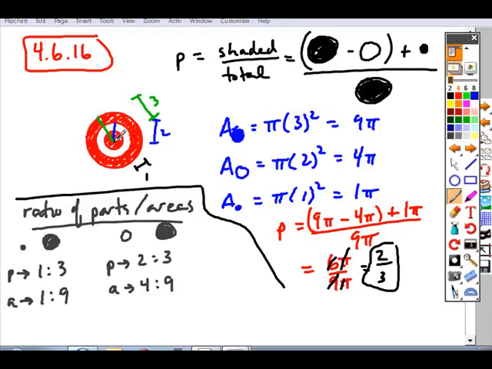Well, then we have to add this small part back in. The small part represented how many ninths? 1. So if we take 5/9, the ring, and we add 1/9 to that, we get a total of 6/9, which reduces to our 2/3. So you can still solve this by using ratio of parts and areas, and that doesn't involve these calculations.